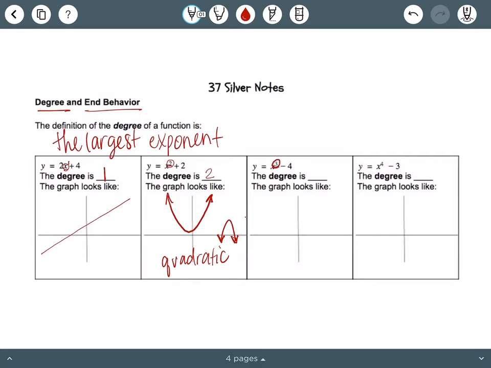We have here a degree of 3. This is a new graph for us. It's called a cubic graph. They look like this, and it's called cubic.